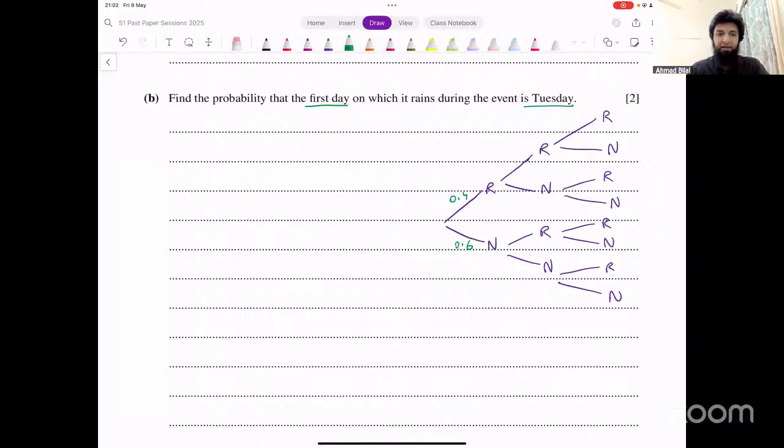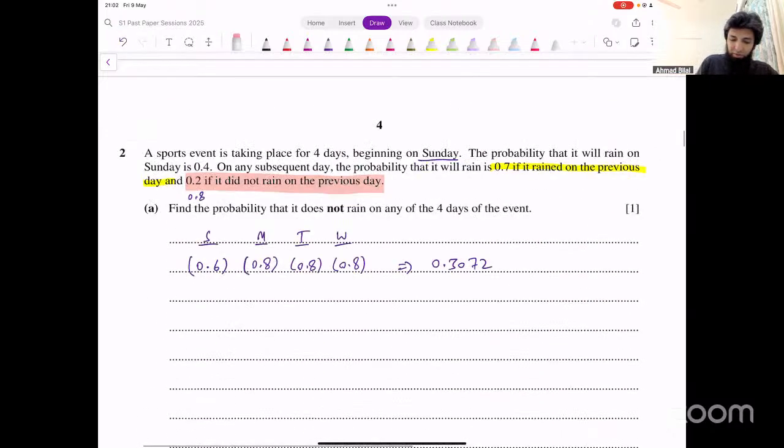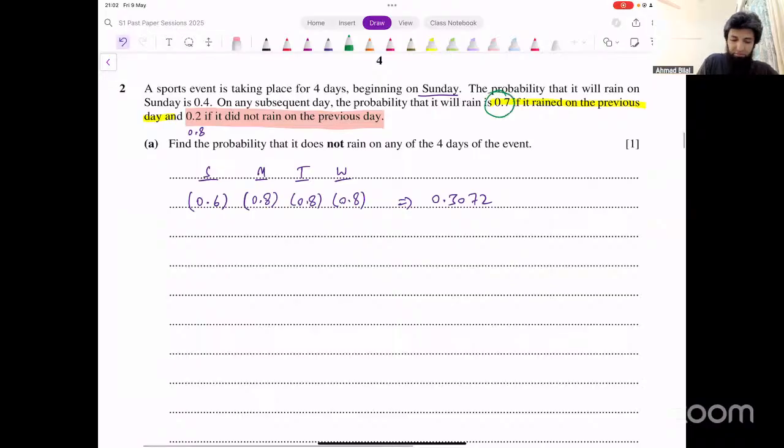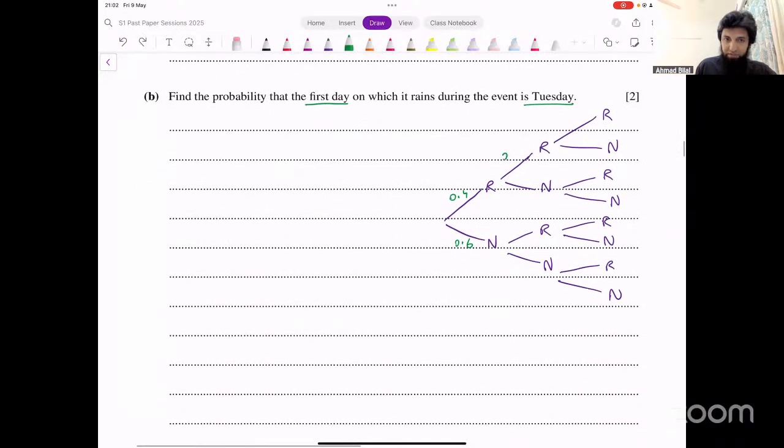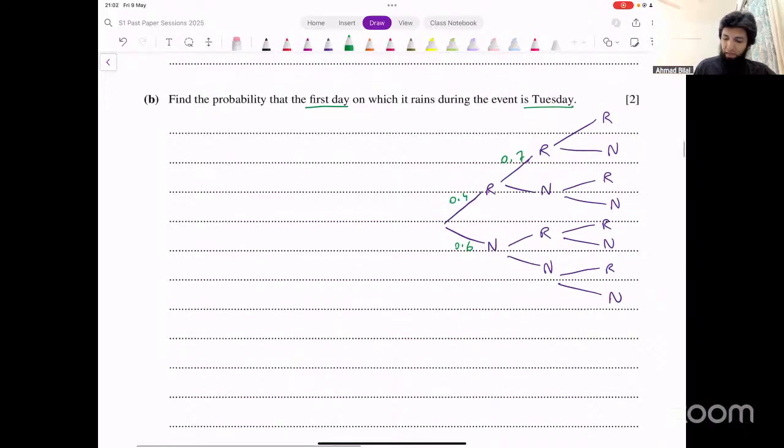If it rained on Sunday, then what about probability of raining the next day? If it rained the previous day, the probability of raining the next day is 0.7. So this would be 0.7. Okay. And this would be 0.3.